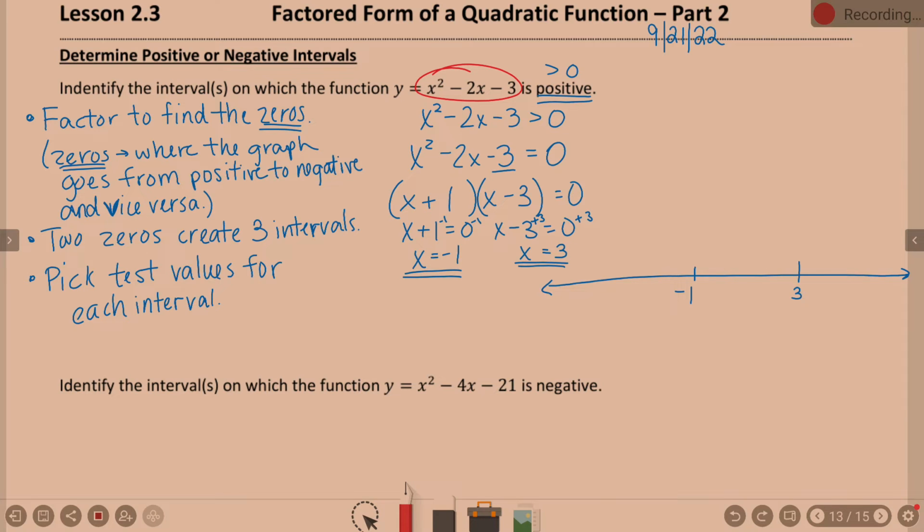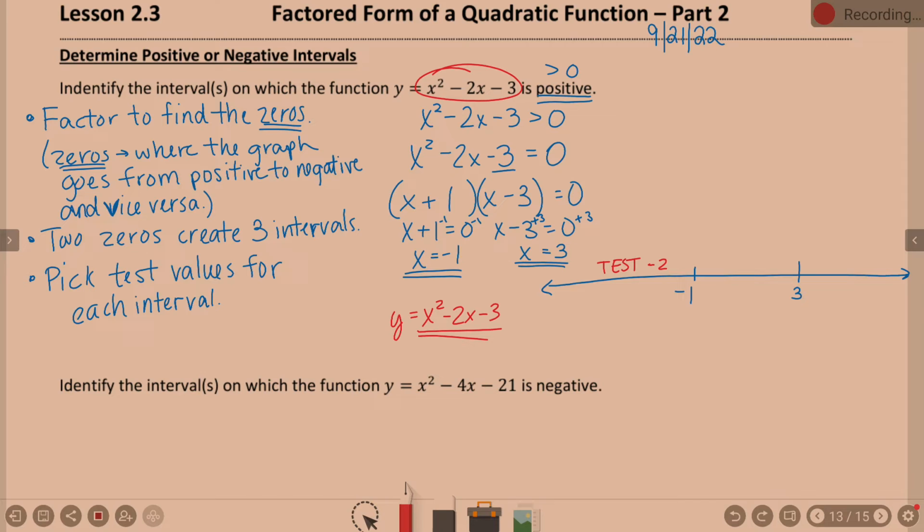We don't all have to pick the same test value. Over here, you need to pick something smaller than -1 to test. I usually make it easy on myself, so I'm going to pick -2. But if Aaron wants -7, someone else wants -10, someone else wants -3, -4, as long as we're all to the left of -1, we're good. We're going to take this value and plug it into our equation. The equation we're using is x squared minus 2x minus 3.